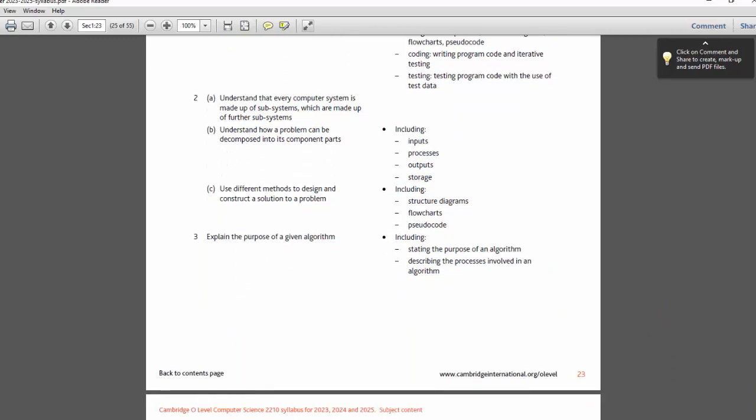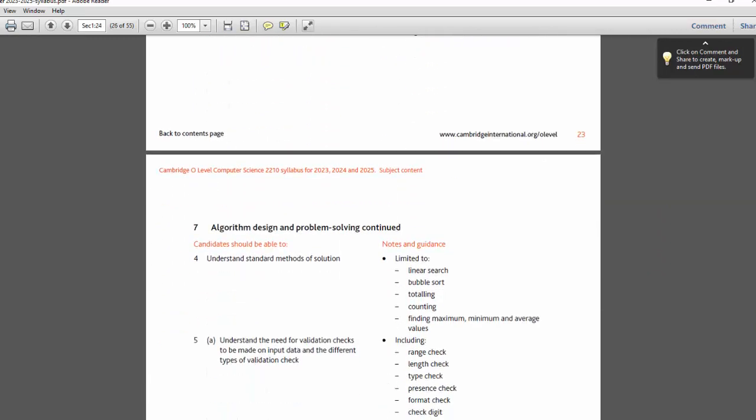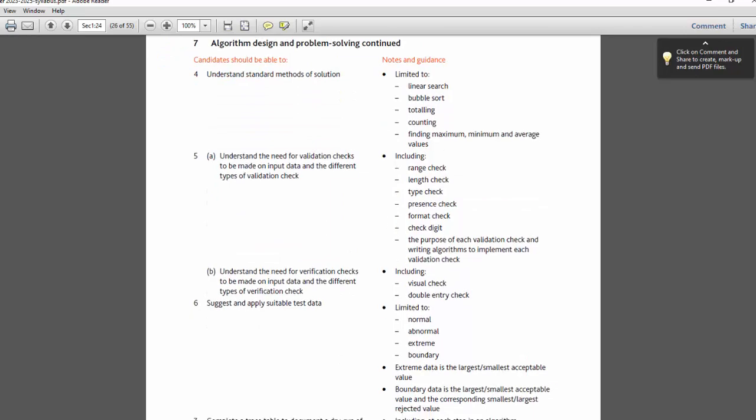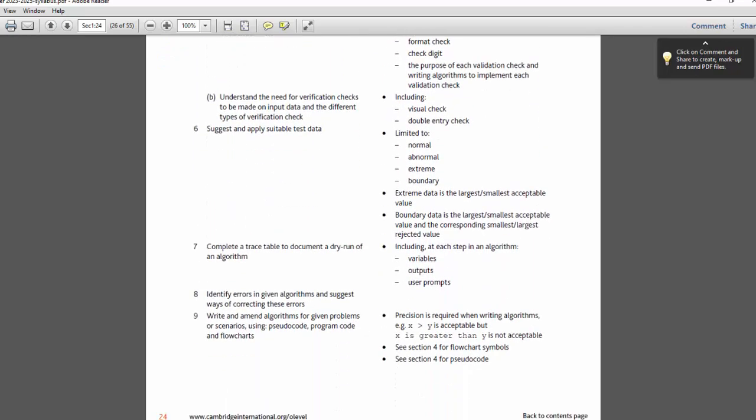Okay, input, process, output. This is old. Yes, this is new: understand the standard methods of solution. It includes linear search, bubble sort, and finding maximum, minimum and average values. So basically, linear search and the bubble sort are new things. Actually, they have shifted validation checks to paper 2, like range check, length check, type check, visual check, double entry, normal, abnormal, extreme data, bounded data.